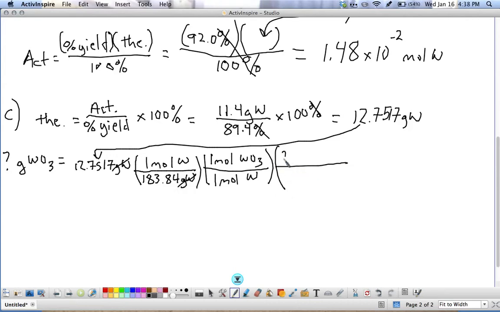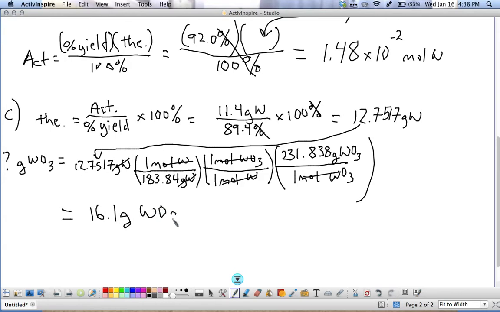I take that times 231.838 grams tungsten oxide and 1 mole tungsten oxide. And my final unit is grams tungsten oxide, which is what I want. And that gives me 16.1 grams tungsten oxide. If you got through all of that, congratulations. Keep working.